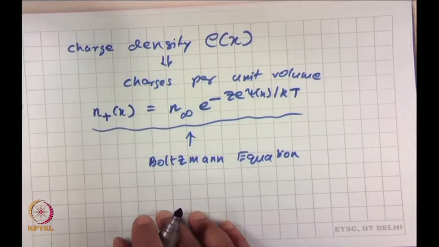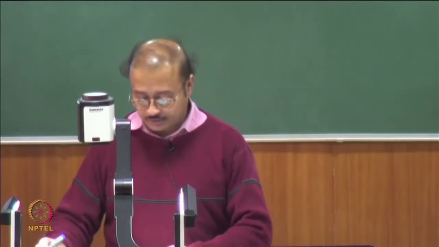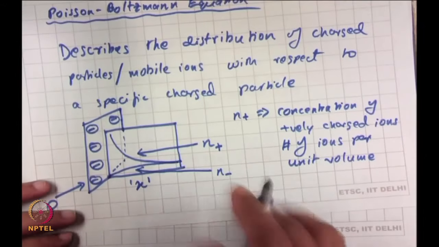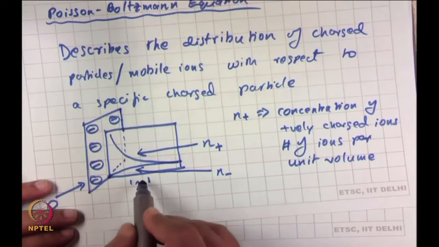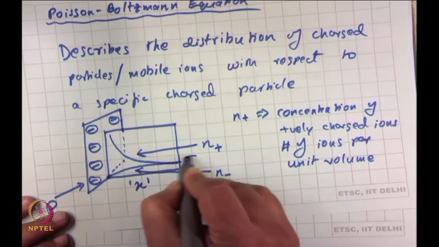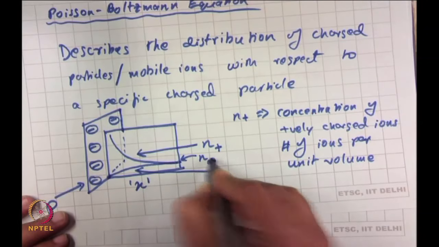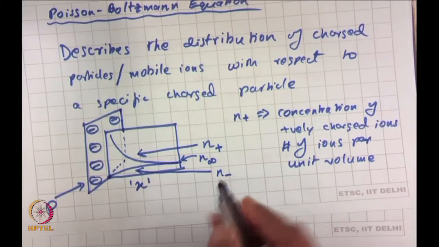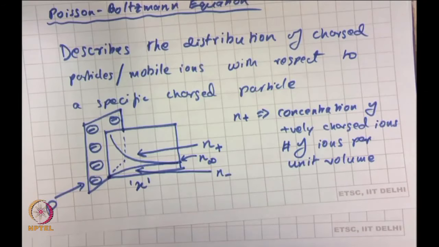Now, what are we looking at? What do I mean by n infinity? If you go back to the previous figure, infinity means an infinite distance. That means this is for me n infinity. That means I have moved to an infinite distance from the plane.